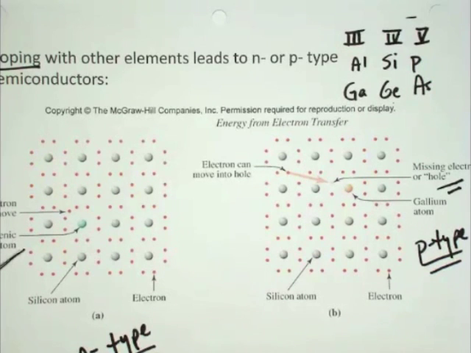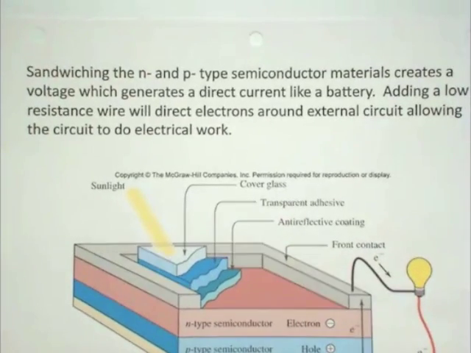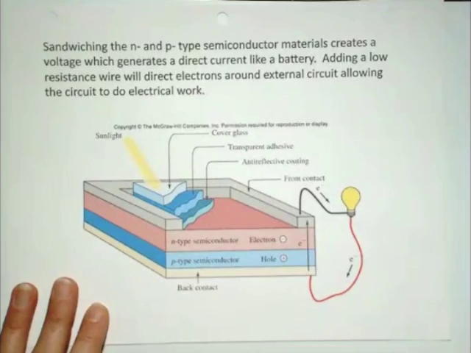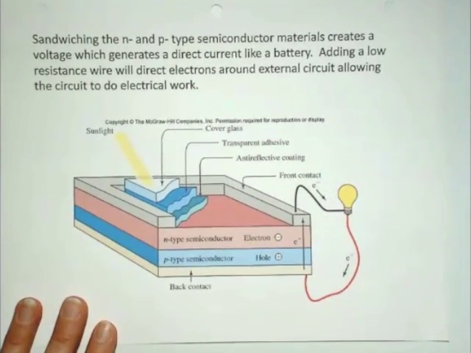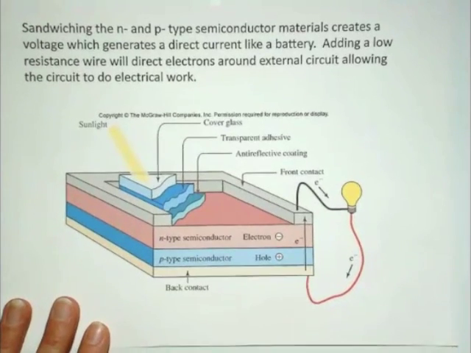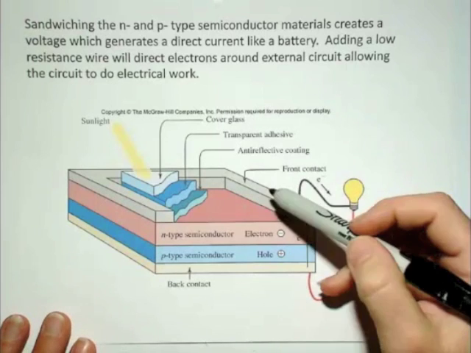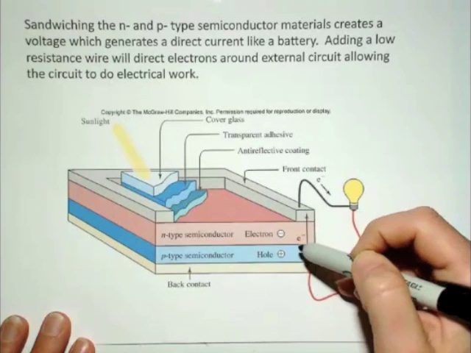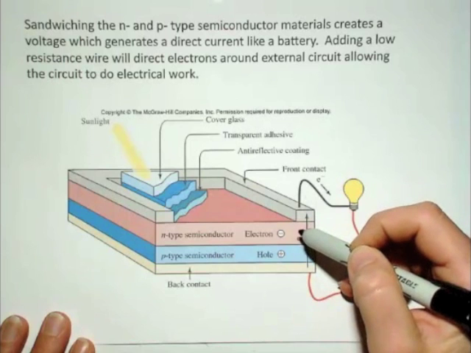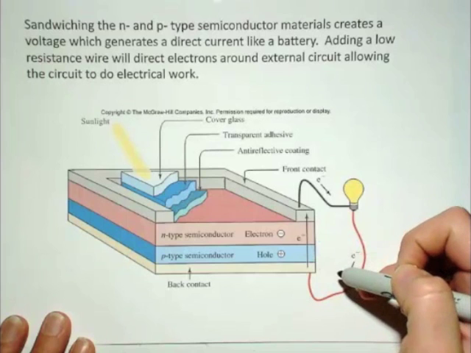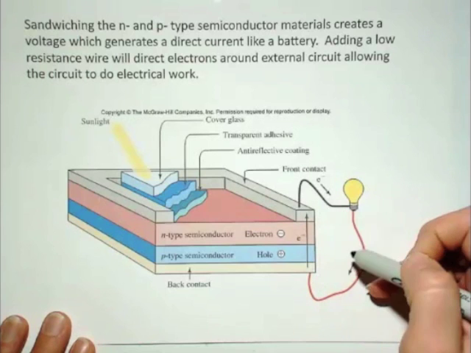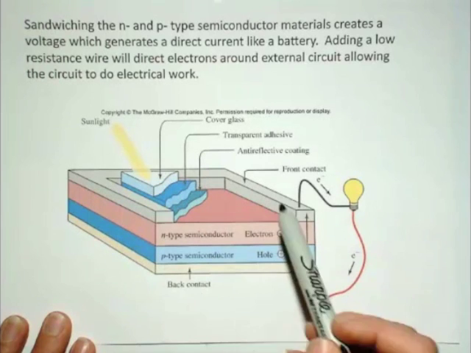All right, and so then to make your photovoltaic cell, what the engineers do is they sandwich the N and P-type semiconductors together, and when you do that, that creates a voltage, which will generate a direct current. It's directing the electrons in a certain direction. They're going to want to move from the positive to the negative hole and around. They're going to be directed around from where there is an extra electron around this circuit to do work. Okay, so this is just an example of a solar cell.